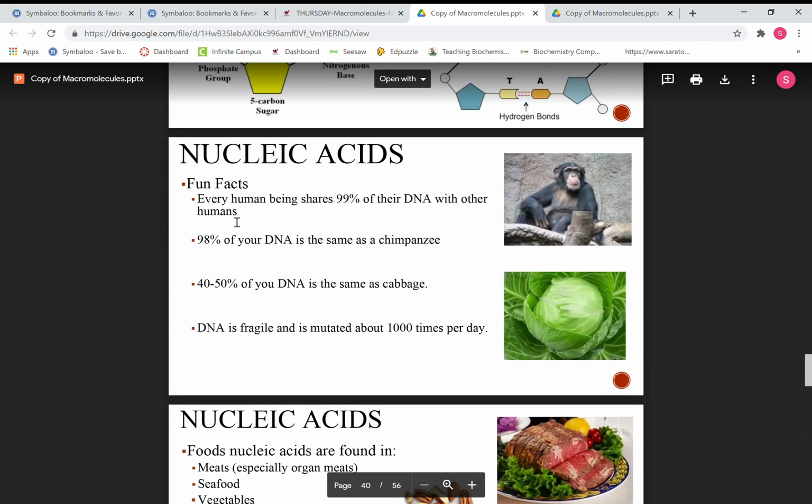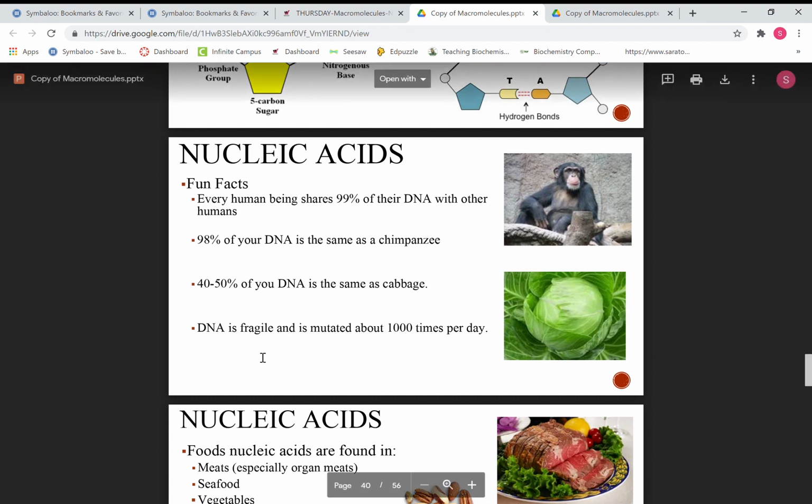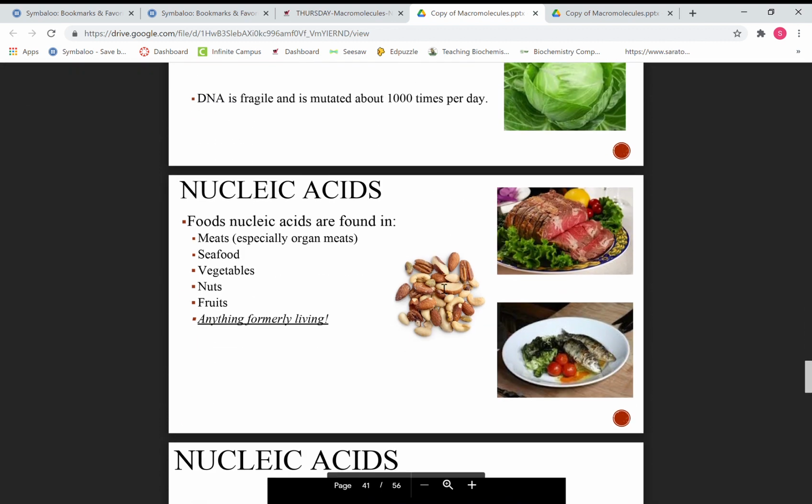Some fun facts about the nucleic acids. We are 99% identical to each other. We are 98% like a chimpanzee. We are 40 to 50% the same as a cabbage. And DNA is incredibly fragile. That's why it does not leave the nucleus.